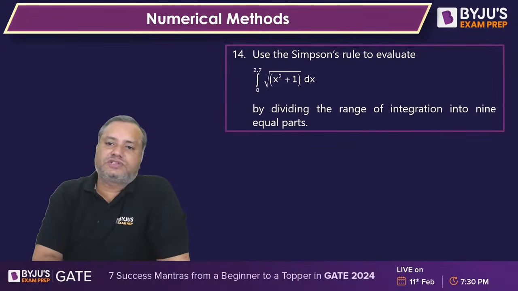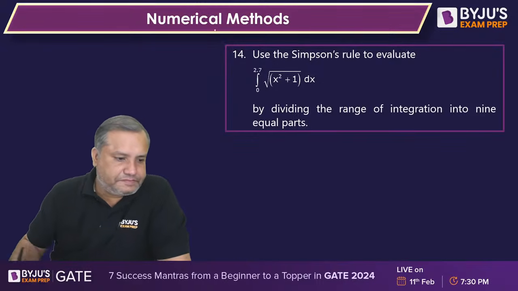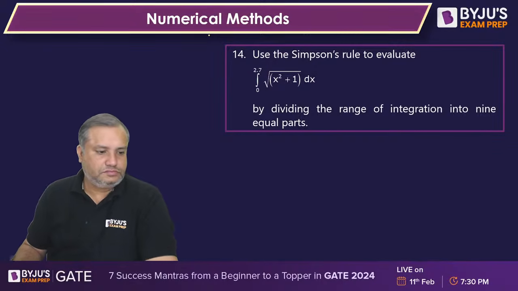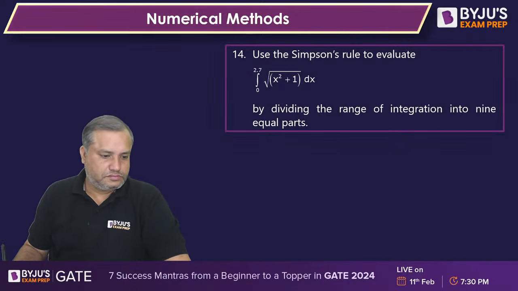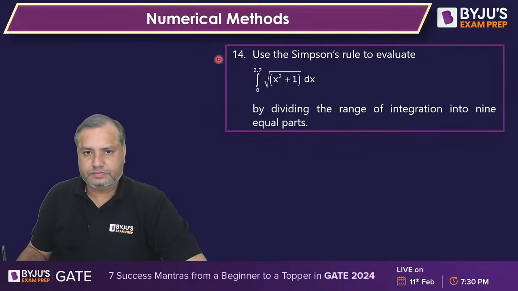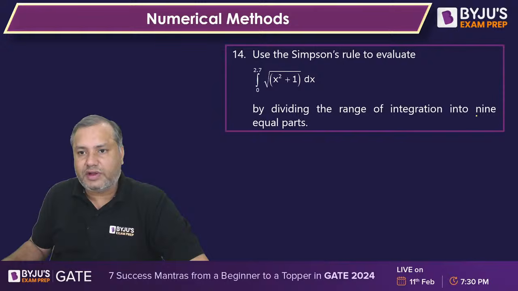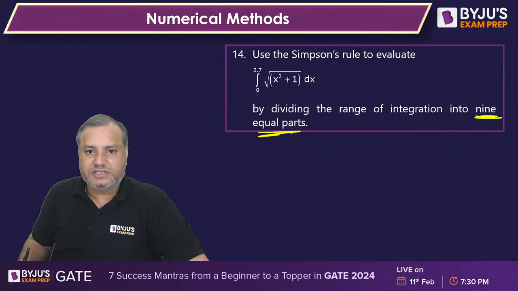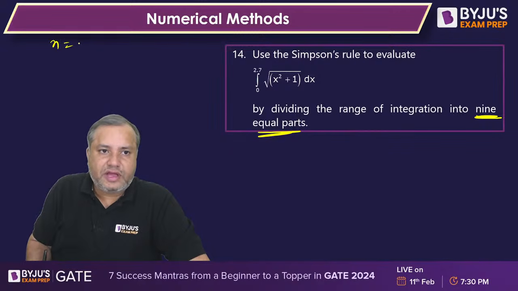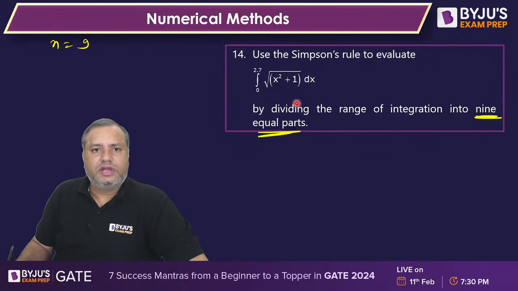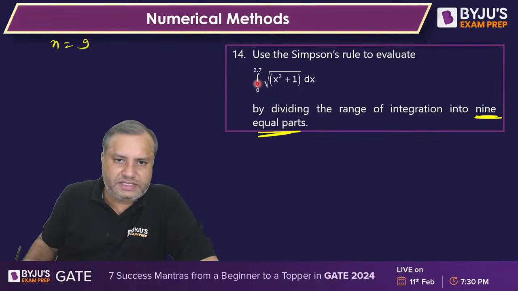Use Simpson's rule to evaluate this integral. So I need to apply Simpson's rule, but which rule will we be applying? We will be applying Simpson's 3/8 rule, because the number of intervals is 9. It means n is a multiple of 3, so we are going to apply Simpson's 3/8 rule.